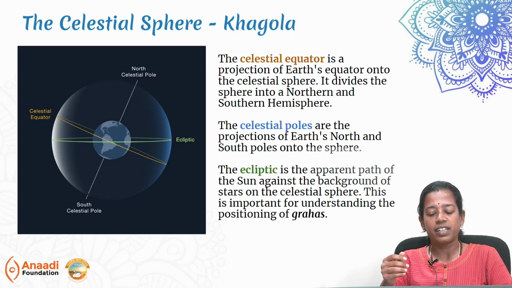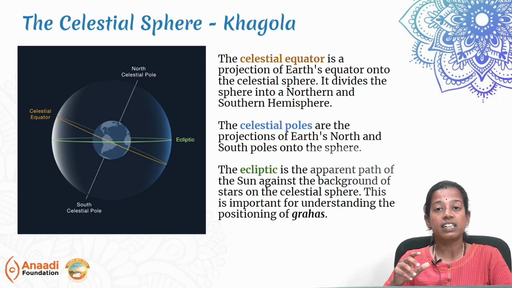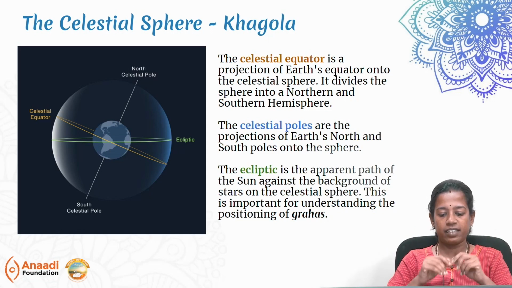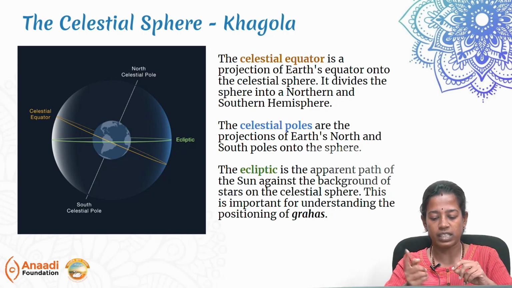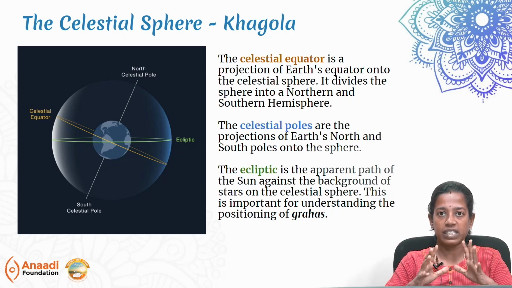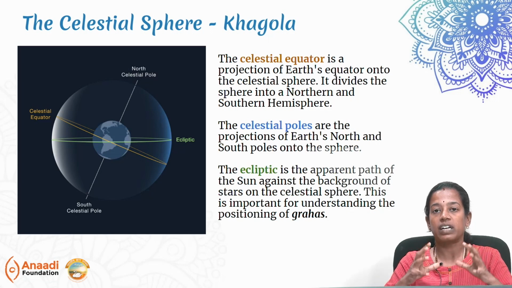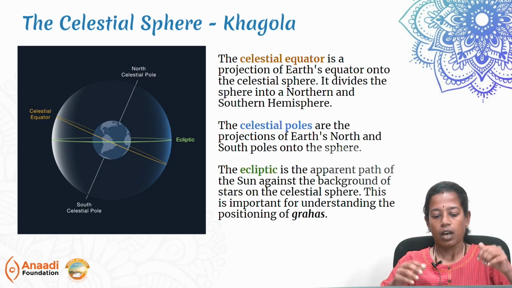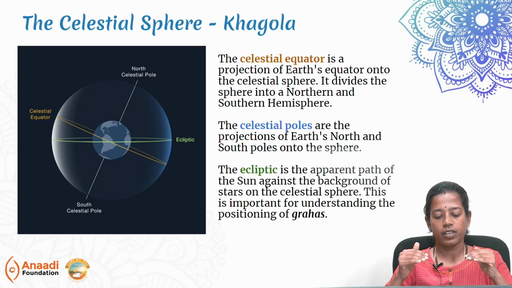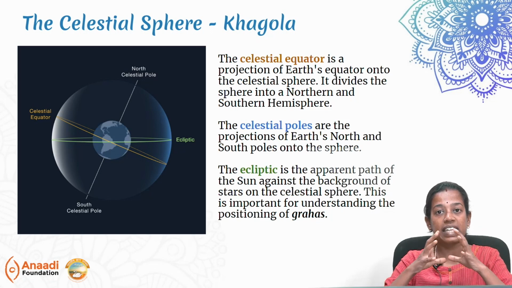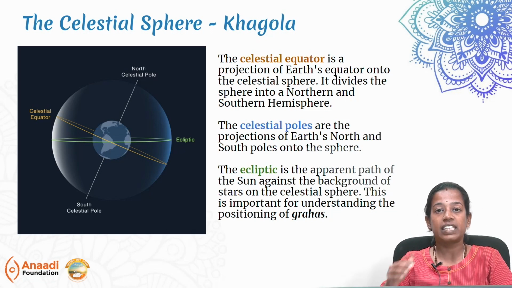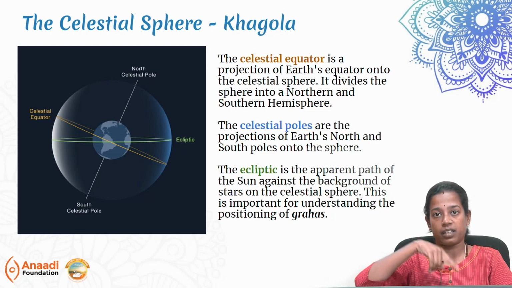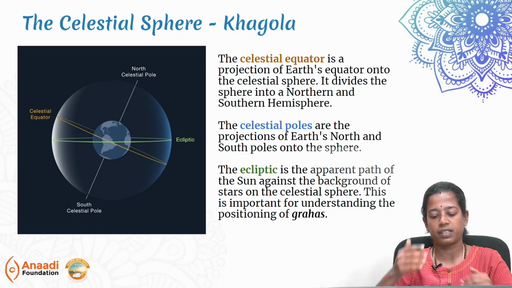Do you remember that we earlier discussed that the earth is slightly tilted with respect to the plane of its orbit around the sun? Hence, you can see the projection of the earth's equator upon this big sphere will be called the celestial equator, and will also be slightly tilted. That divides the celestial sphere, the Khagola, into two hemispheres.